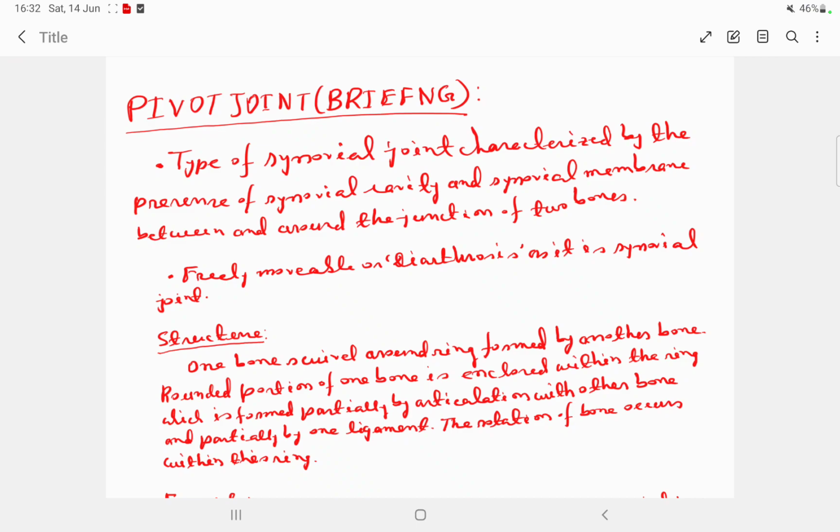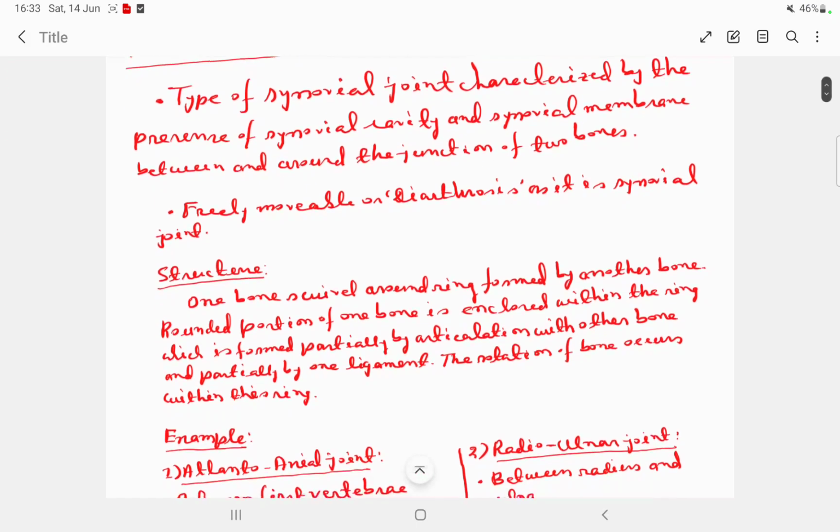So pivot joint is a type of synovial joint characterized by the presence of synovial cavity and synovial membrane between and around the junction of two bones. These are freely movable, or diarthrosis, as it is a synovial joint.